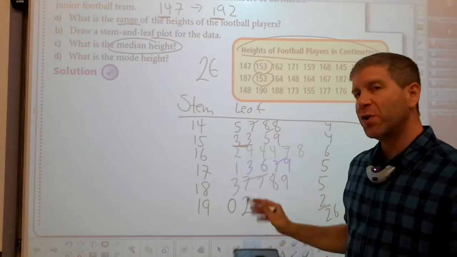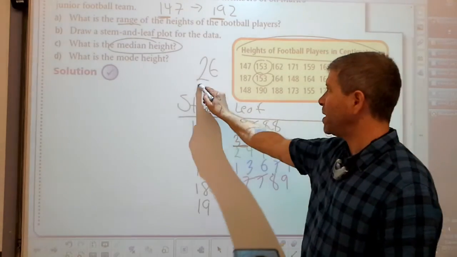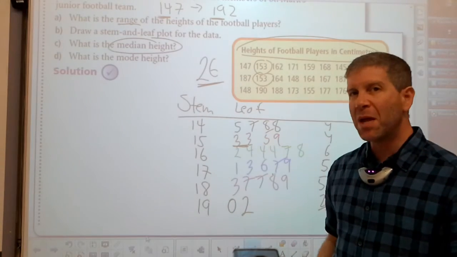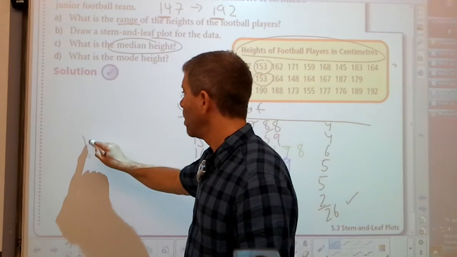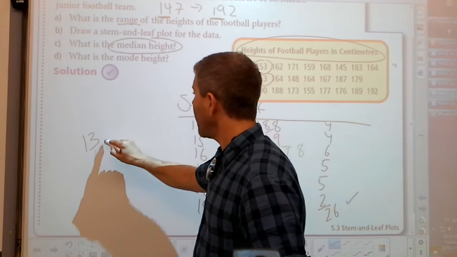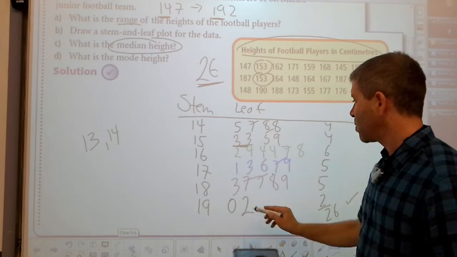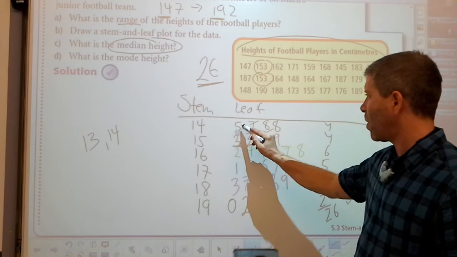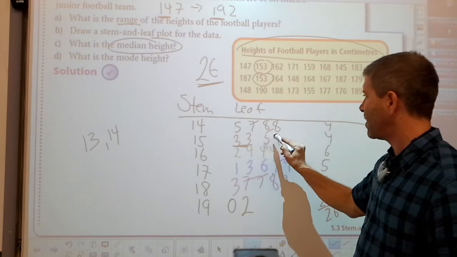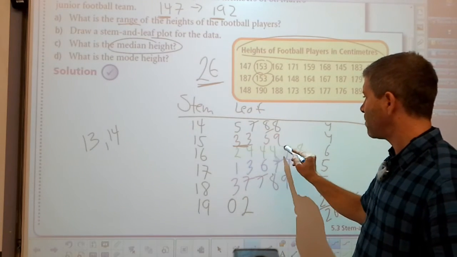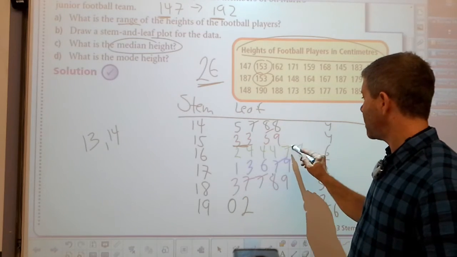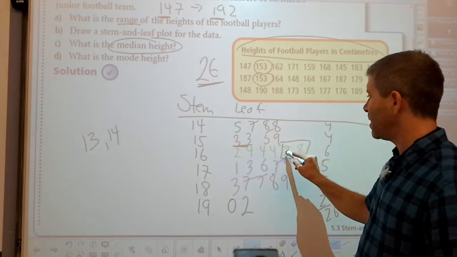Well, the nice thing we can do is basically these are in order. We have 26 numbers. We need the middle 2 numbers. That's going to be our 13th number and our 14th number, right in the middle of 26. So we're going to count up from our lowest here. 1, 2, 3, 4, 5, 6, 7, 8, 9, 10, 11, 12, 13, 14. 14 is here. So our 13th and our 14th numbers are here.